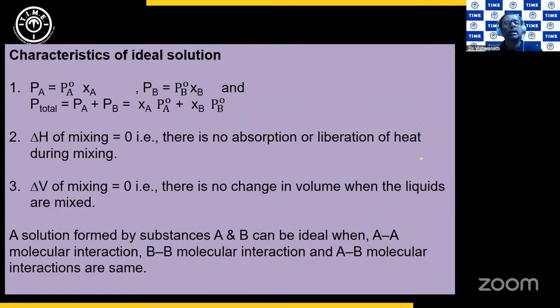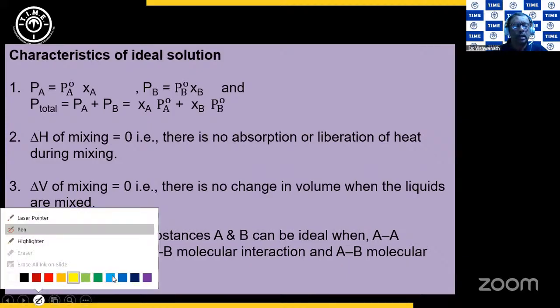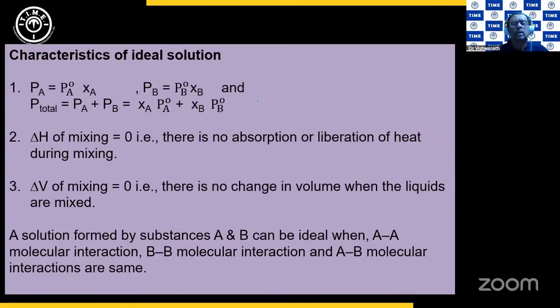Next, if you have taken an ideal solution, what are all the characteristics that we can think of? We said it should obey Raoult's law. It will. So Raoult's law is obeyed. Then when we said that molecule to molecule, A to B or A to A or B to B, there is not much difference. Then it means that there is no heat given out or taken in. There is no liberation of heat or absorption of heat, because absorption or liberation will happen only when there is a difference in the intermolecular forces.